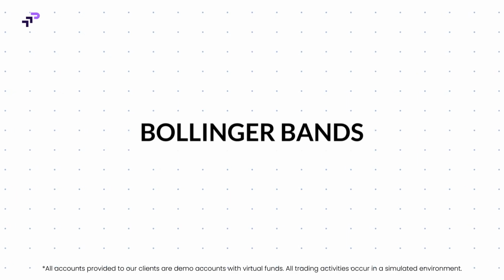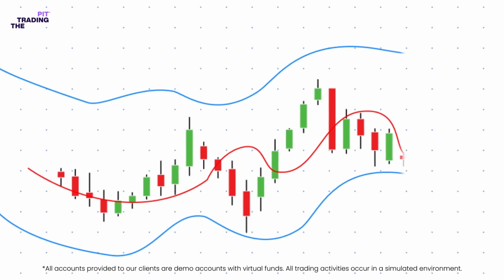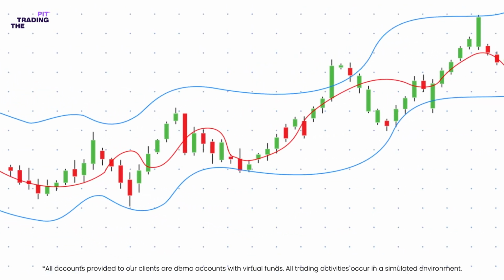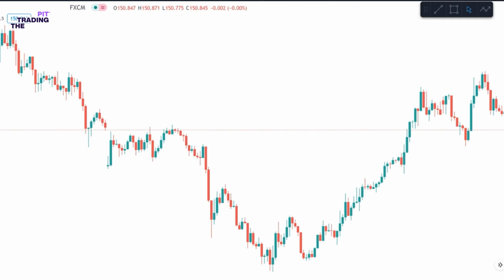Bollinger Bands. One of the most actively used technical indicators among Forex traders is Bollinger Bands, which are used to measure volatility and look for entry and exit points. So let's set it up on our charts and we can run through this step by step to add the Bollinger Bands to your chart.